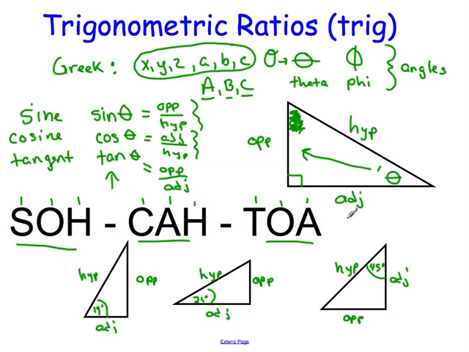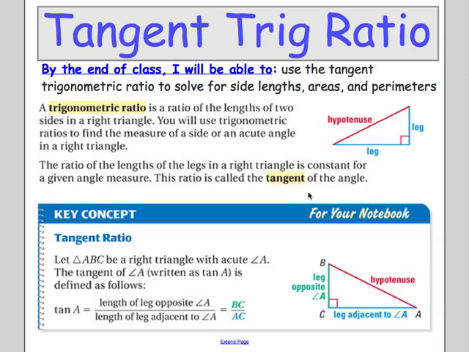So the important things to take away, SOHCAHTOA. Today we're going to focus primarily on TOA. So this is the tangent trig ratio. It is a ratio between the lengths of two sides of a right triangle. Specifically today we're going to talk about the leg opposite of A and the leg adjacent to A. Again, everything's based on our one angle. This is kind of a quick way to see it. And again, it's called tangent.